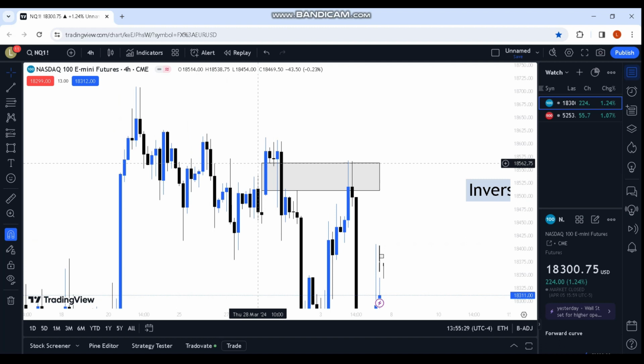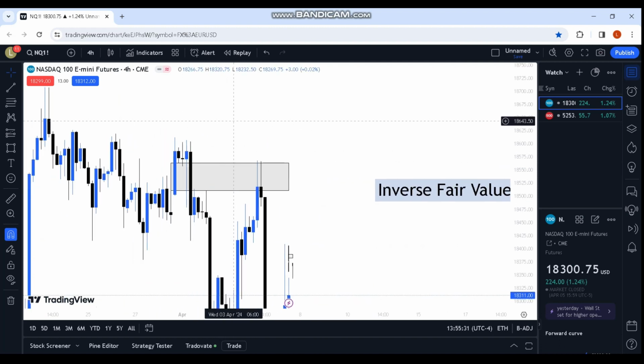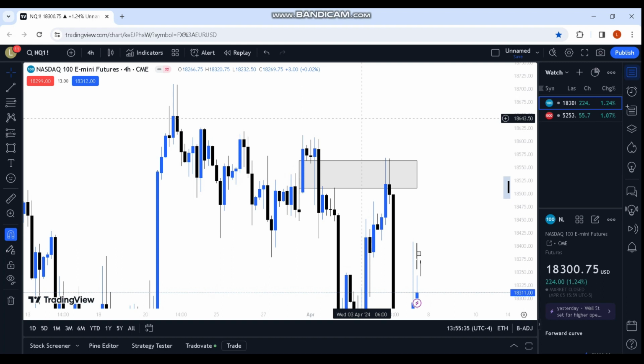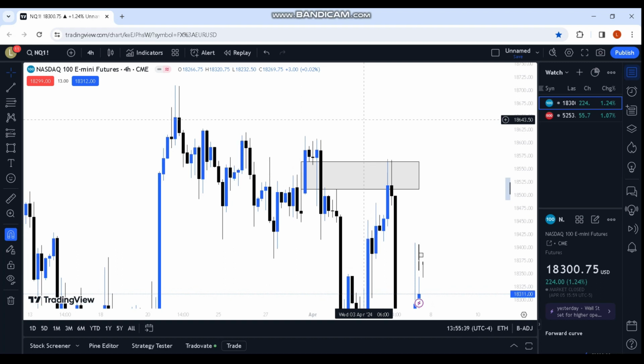I'm telling you, inverse fair value gaps are super strong, and I use them every single day in my trading. So if you start implementing these, and if you start watching my trading journals, you'll see I use them every day, and you'll also see how I use them.